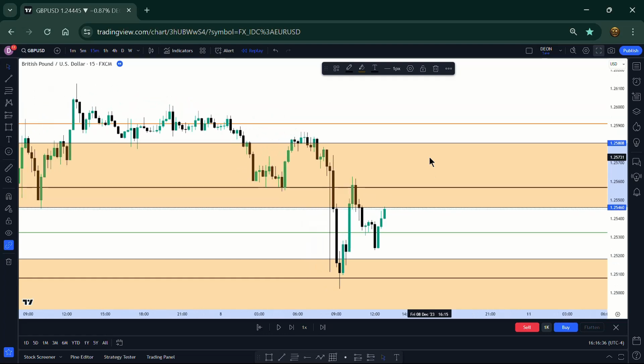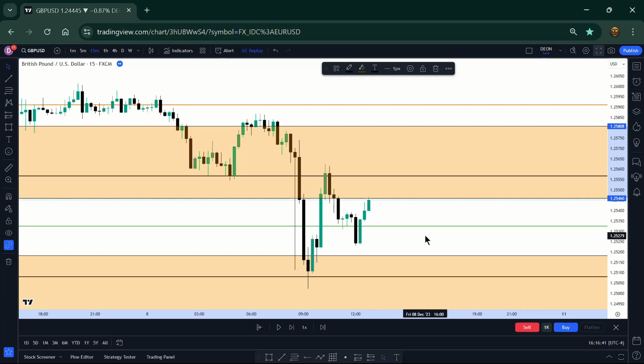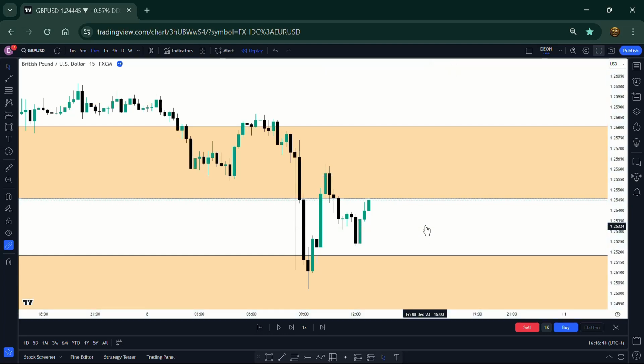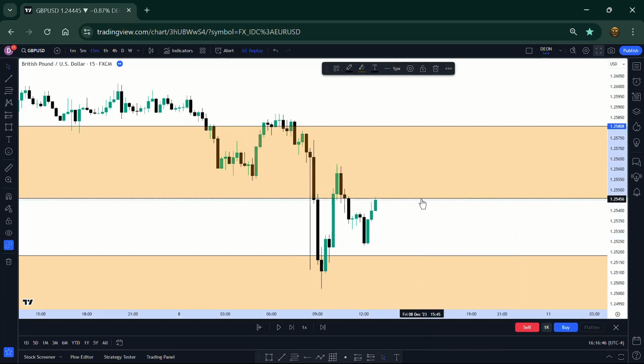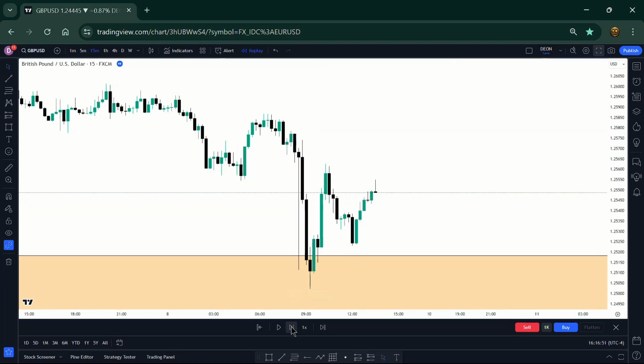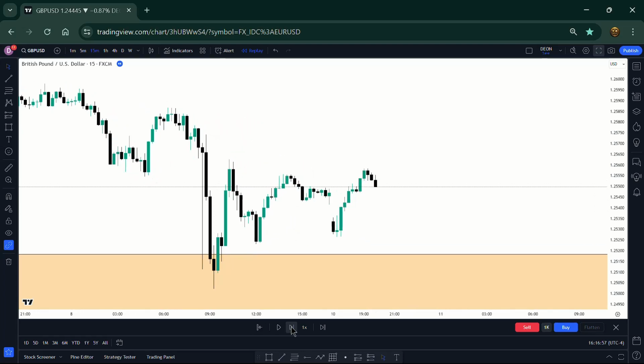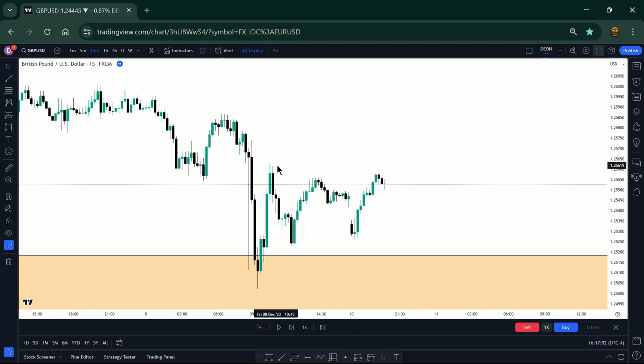You need to be very, very careful. Let's remove that. All right, so this is the extreme POI. Let's move and see what's happening. You haven't made any change of character here. The first change of character is supposed to be all the way up there. This was the last low.